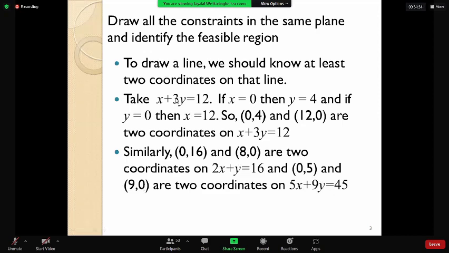Now for all three equations, we know a set of coordinates. Now we can mark them on a Cartesian plane and we can draw three lines.